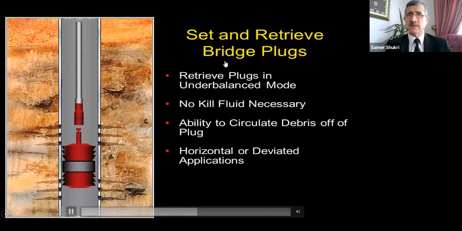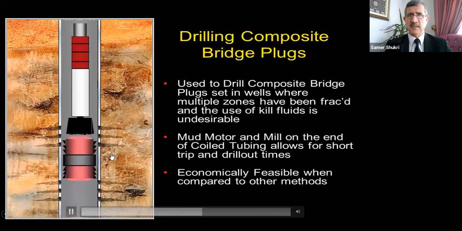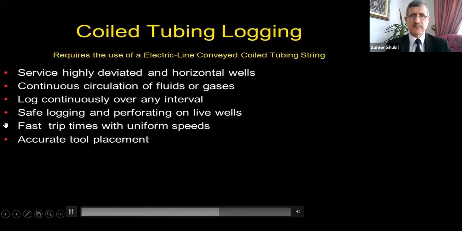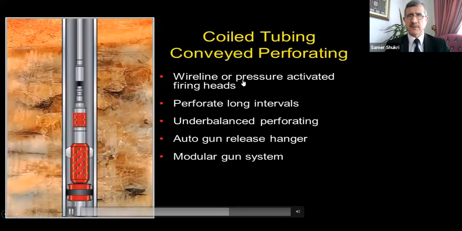Here set and retrieve bridge plugs. You see an isolation tool called the bridge plug. We can set it and pull it. Drilling composite bridge plug also. Inflatable packer also, we can isolate the bottom part from the upper part of the formation and allow it to produce. Logging is a vital part of our work, logging on coil tubing, especially in horizontal wells. It is safe and can be done. Also perforating conveyed with coil tubing.